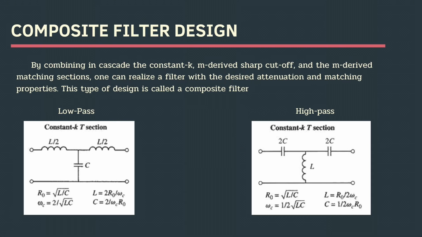For the constant K T section low pass, R0 is equal to this, L from this, C from this, and omega C from this. And for the high pass constant K T section, R0 from this, L from this, C is equal to this, and omega C.